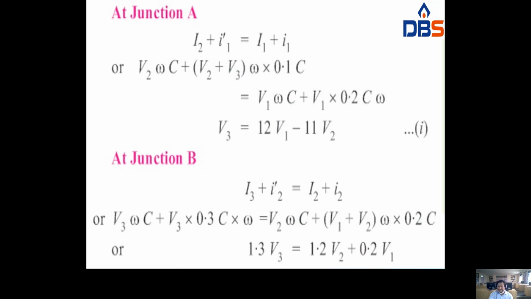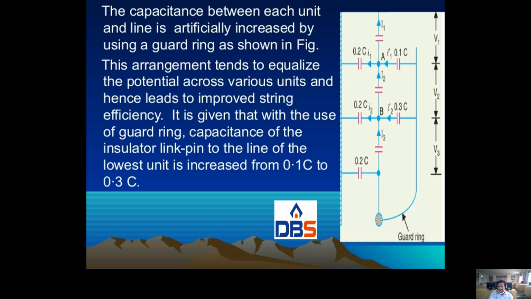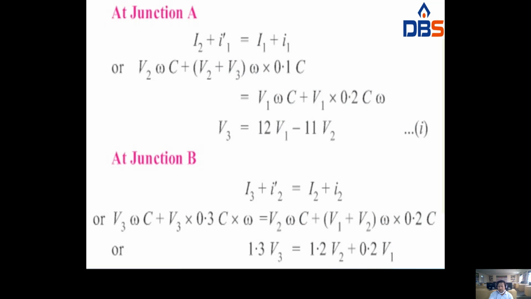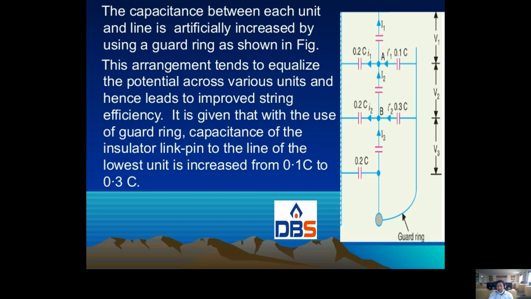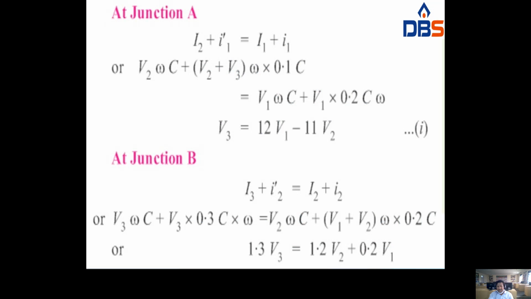Apply KCL at junction A. Here incoming capital I2 plus small I1 dash, outgoing capital I1 plus small I1. So I2 plus I1 dash is equal to capital I1 plus small I1. As usual formulas, V2 omega C plus V2 plus V3 omega 0.1 C, they have given 0.1, right? So this is the 0.1. And then we are getting V3 is equal to 12 V1 minus 11 V2.